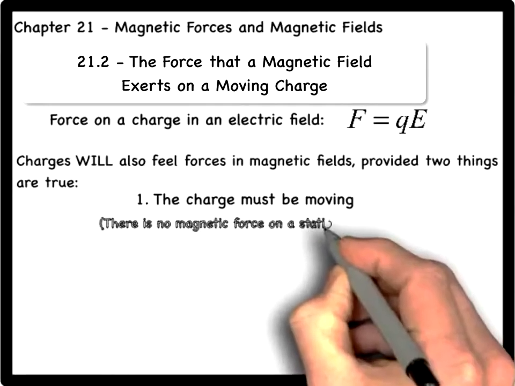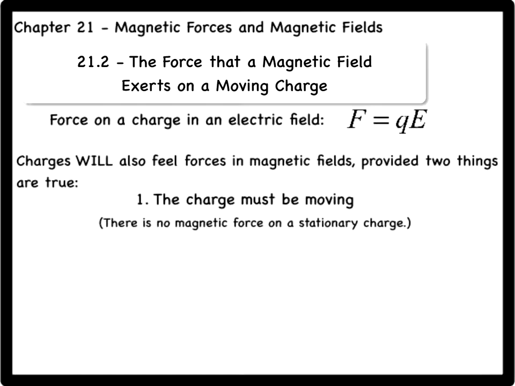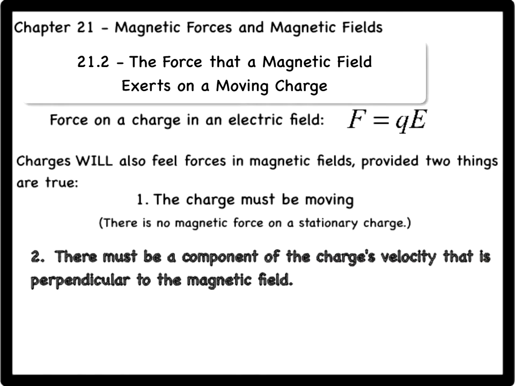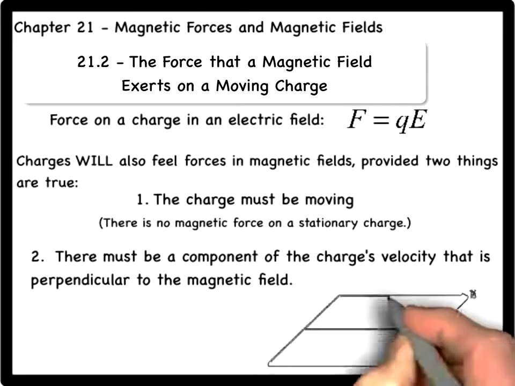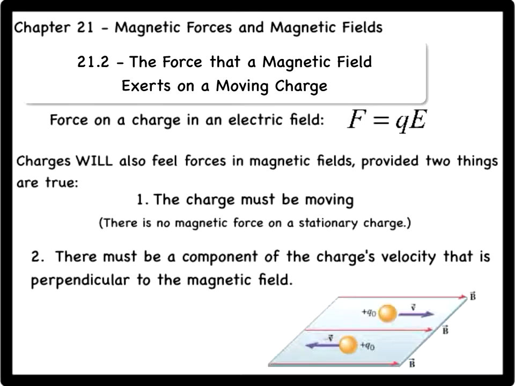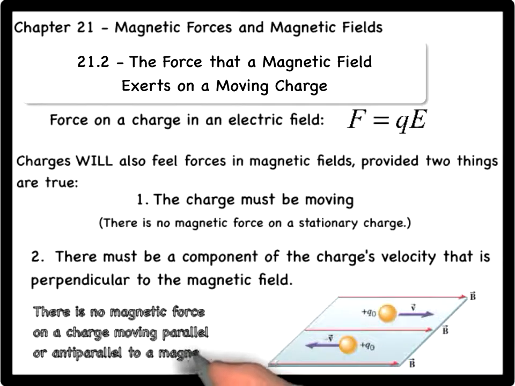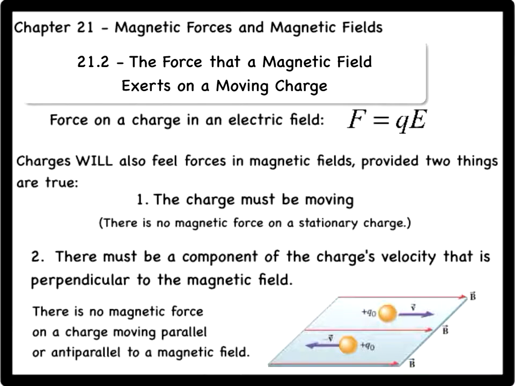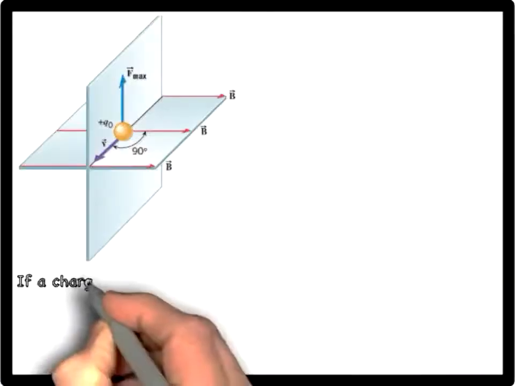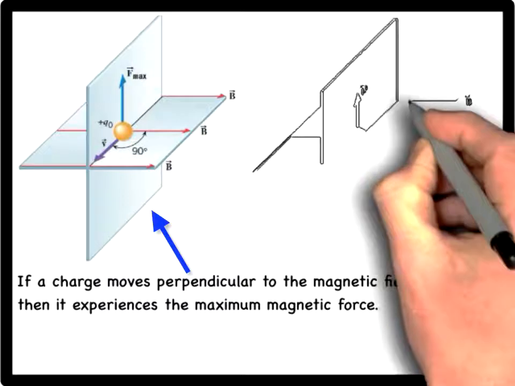In other words, there is no magnetic force on a stationary charge. Second, there must be a component of the charge's velocity that is perpendicular to the direction of the magnetic field. To examine the second condition, consider the figure below, which shows a positive test charge plus Q0, moving with a velocity v through a magnetic field B. The field is produced by magnets, not shown in the drawing, and is assumed to be constant in both magnitude and direction. If the charge moves parallel or antiparallel to the field, as in the figure, the charge experiences no magnetic force. If, however, the charge moves perpendicular to the field, as shown in the next panel of the figure, the charge experiences the maximum possible force, F max.